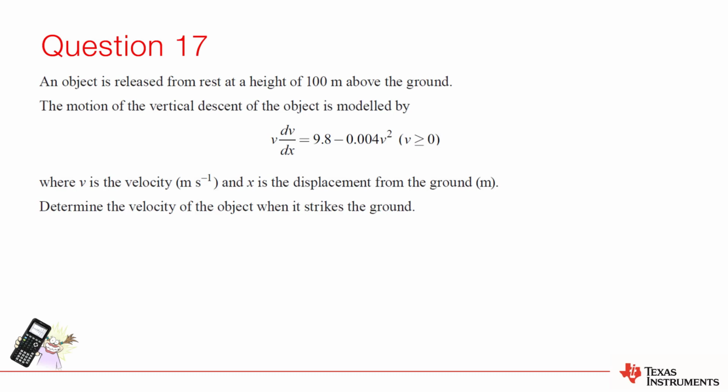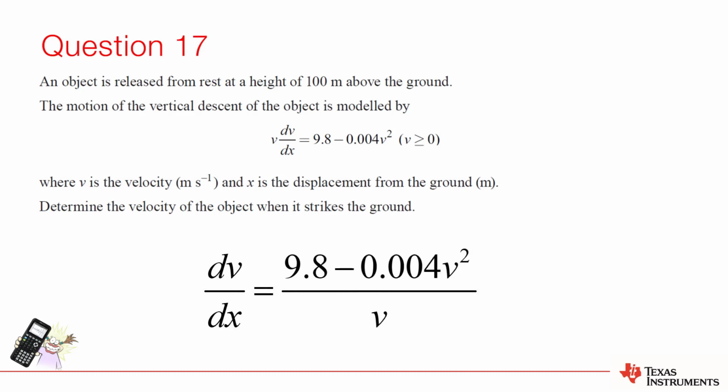Question 17. In this question, we are provided with a differential equation and asked to determine the velocity of the object when it strikes the ground. V represents the velocity and x represents the displacement in meters above the ground. In other words, we need to determine a relationship between x and v.